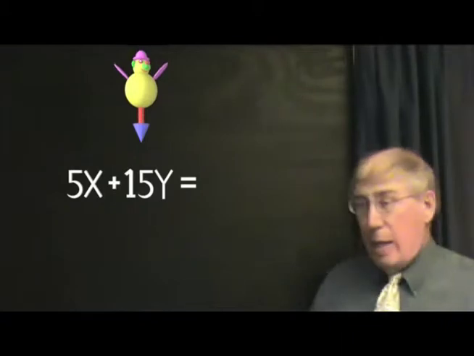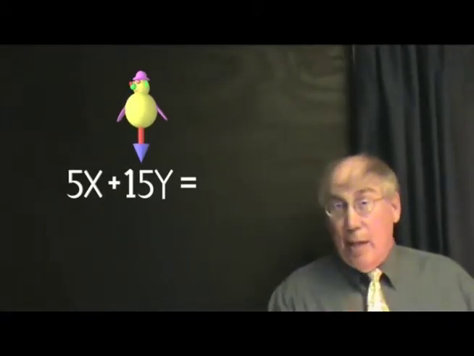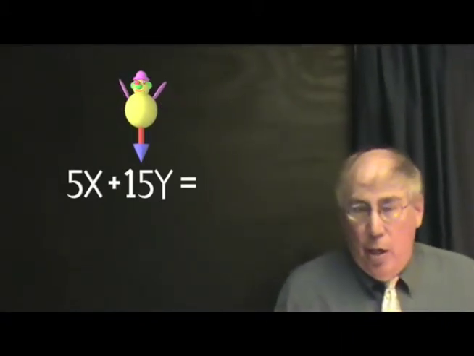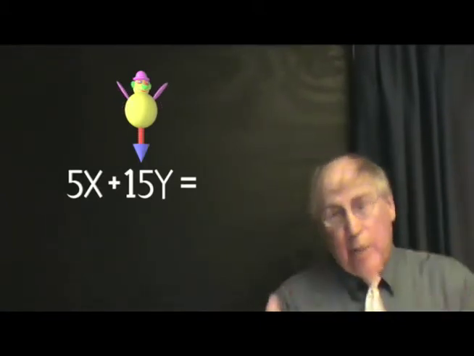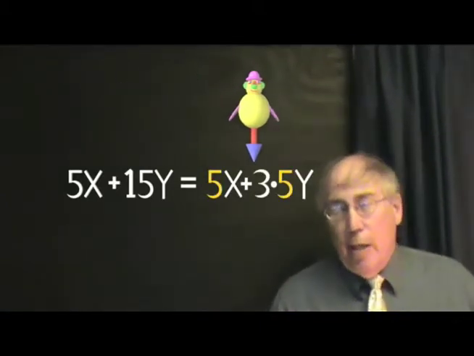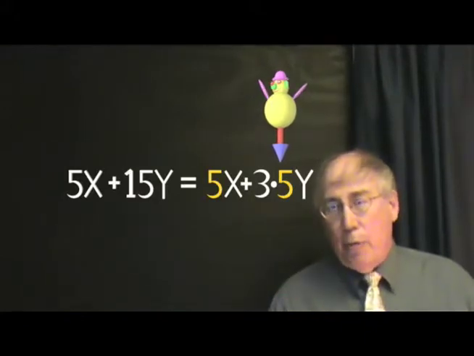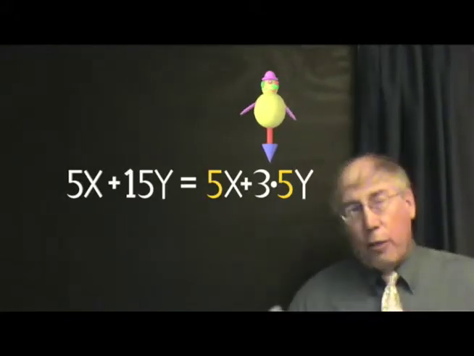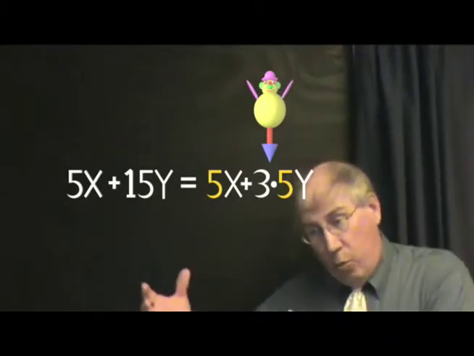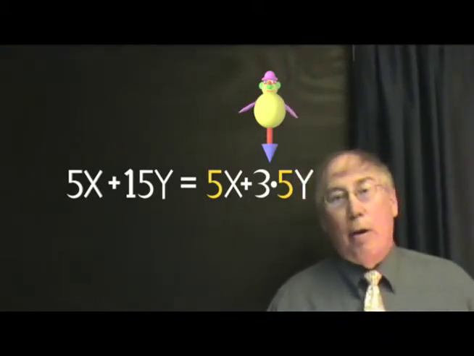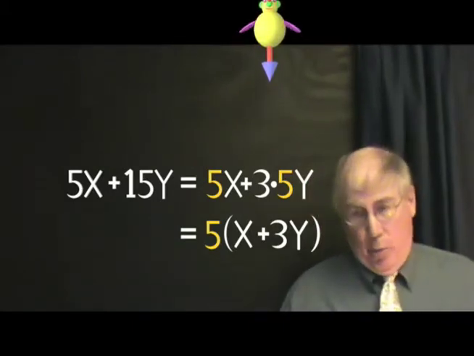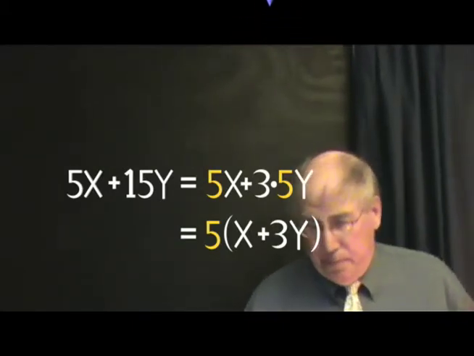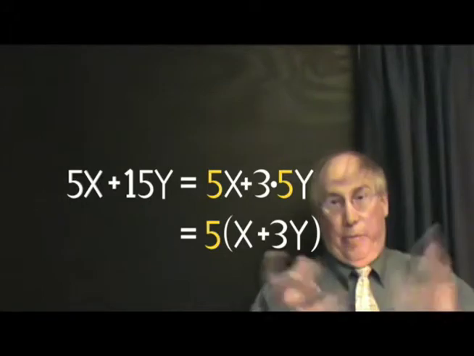Now here comes Dirac, and he's pointing at 15. That's a key thing there, because we need to pull out a common factor and try to find the greatest common factor in each term. Notice that 15 is 3 times 5. So each term has a 5 in it. So we are allowed to pull out a 5, and we'll get 5 times the quantity x plus 3y as our answer. So that's the sort of thing we're headed for.